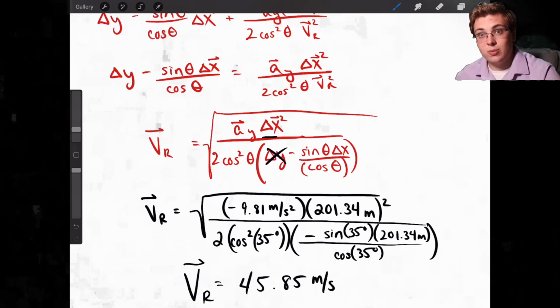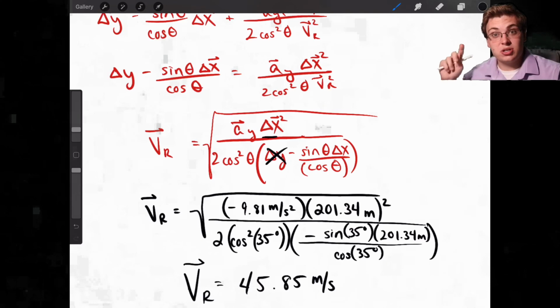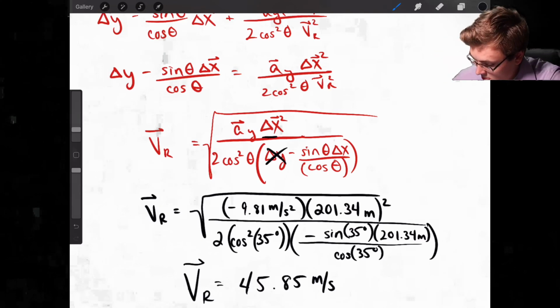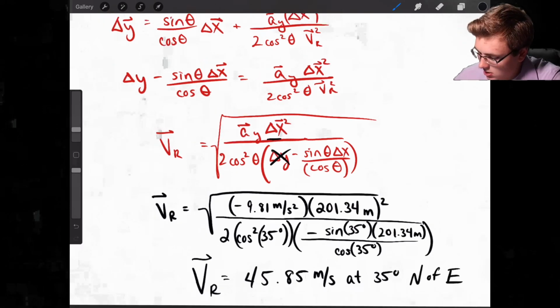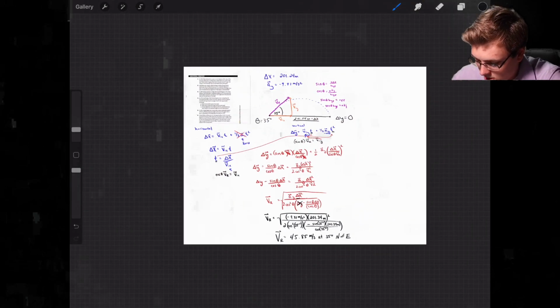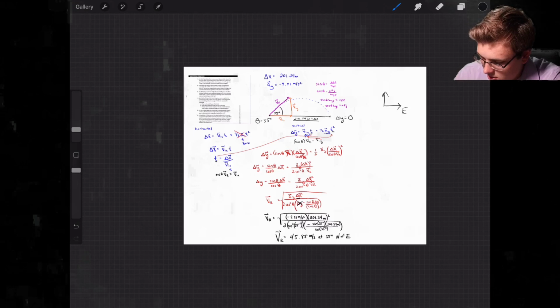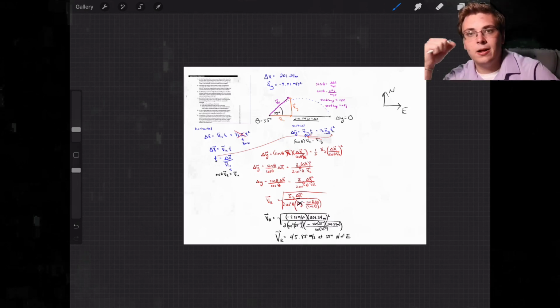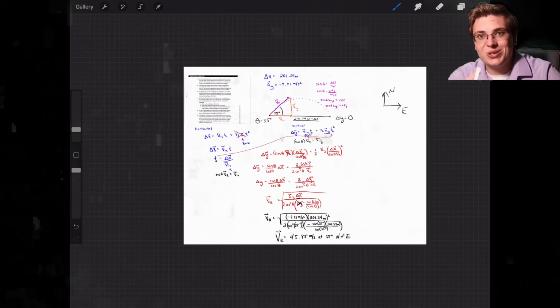Remember, velocity is direction and magnitude. So I have my direction at 35 degrees north of east, because that's what I decided it would be based on my picture, knowing that north is up and east is to the right. So there we go, and that's how you solve number 1.